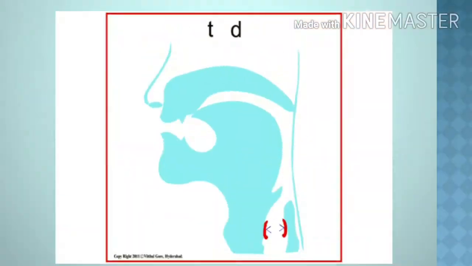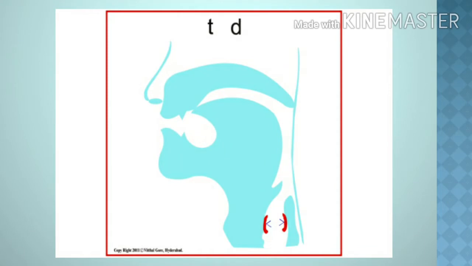In the case of t, the vibration is not that considerable, but in the production of d, the vibration of the vocal cords is quite considerable. And that's why t is voiceless, whereas d is voiced. So let us see the three-term label description here. T is a voiceless, alveolar, plosive consonant, and D is a voiced, alveolar, plosive consonant sound.